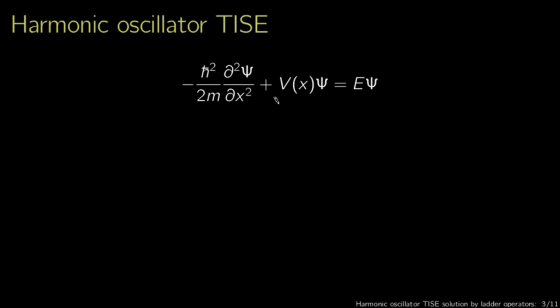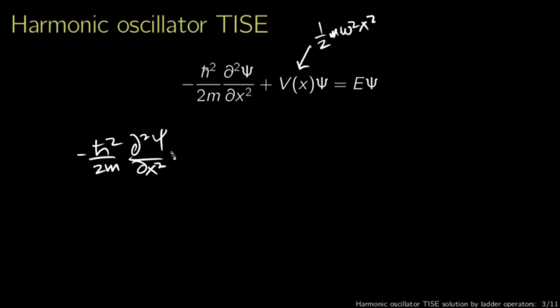To set that up, let's go back to the time-independent Schrodinger equation. This is the general time-independent Schrodinger equation, where now we're going to be substituting in the harmonic oscillator potential, 1/2 m omega squared x squared. That means the harmonic oscillator time-independent Schrodinger equation that we actually have to work with is minus h bar squared over 2m times the second partial derivative of psi with respect to x, plus 1/2 m omega squared x squared psi, is equal to E psi.